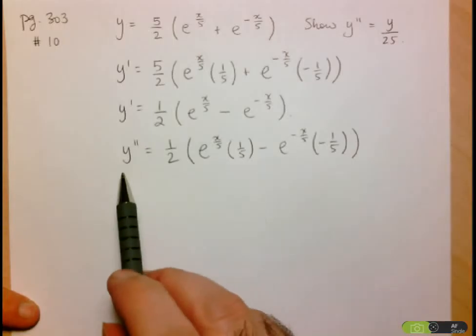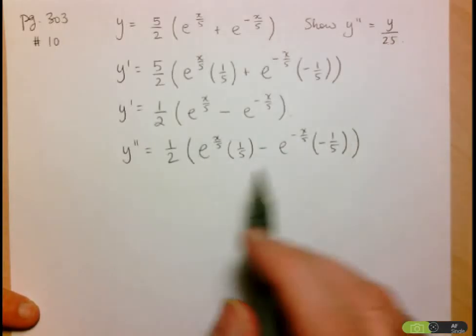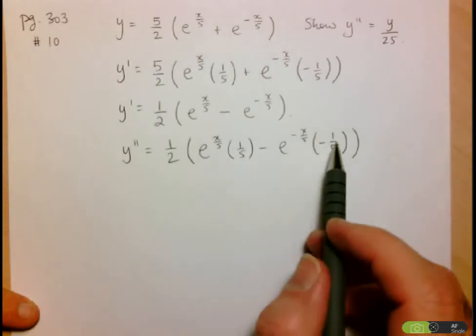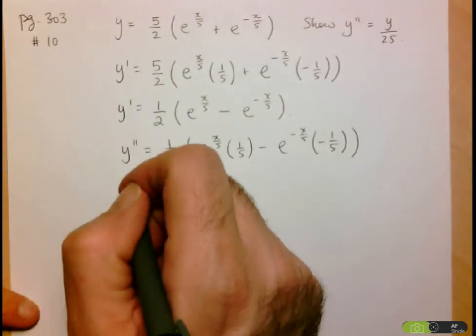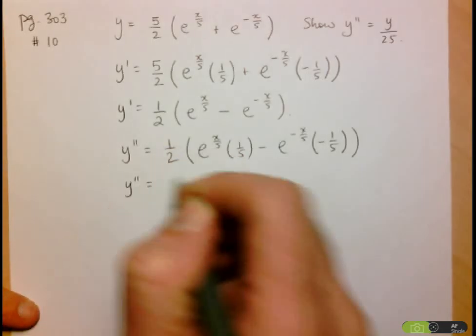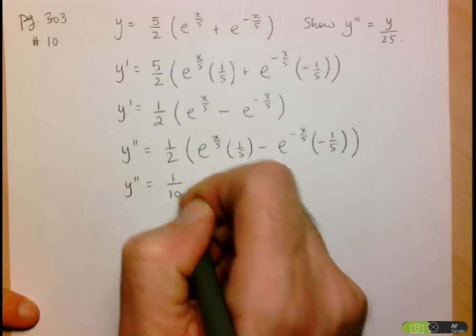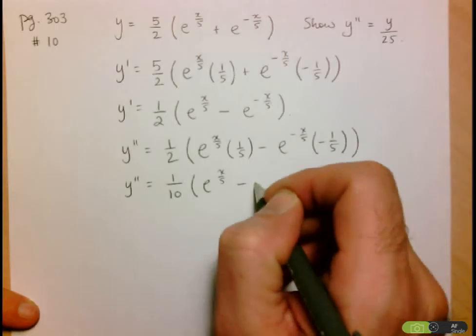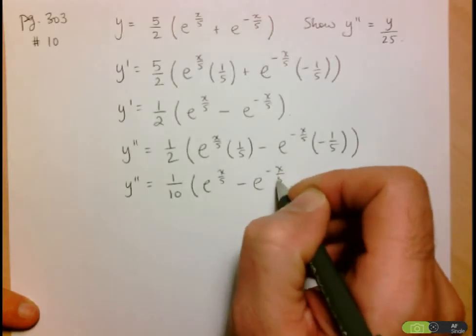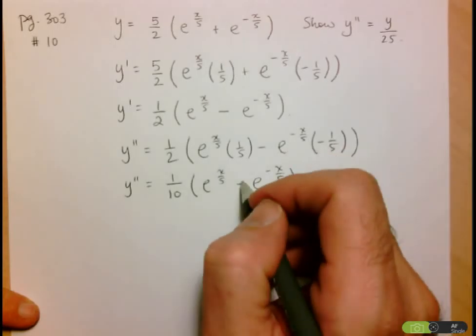Okay, but I need to show that this second derivative is equal to y over 25. So let me start simplifying. So again, I will factor out that common factor of 1/5. So here I'm left with 1/2 times 1/5, so that's 1 over 10 times e to the x over 5 minus e to the negative x over 5. Okay, or sorry, plus, because of the two negatives there.